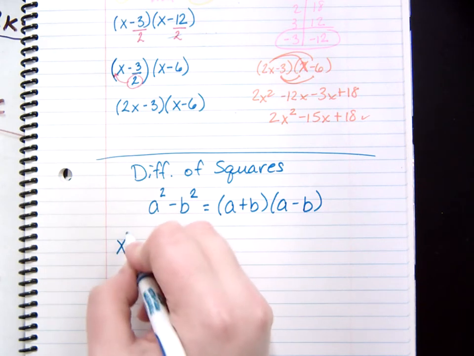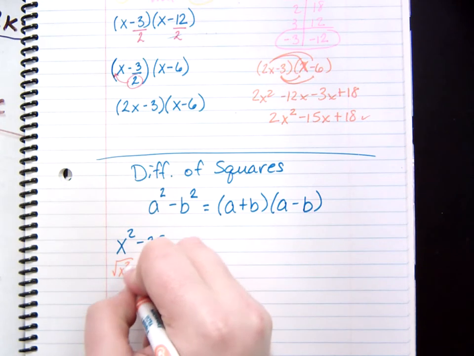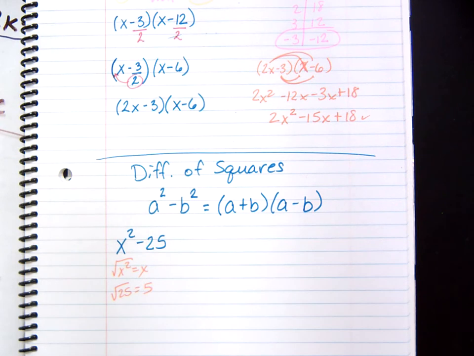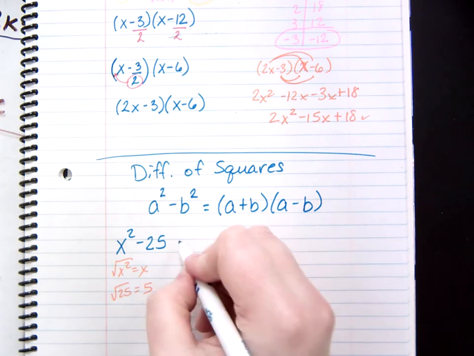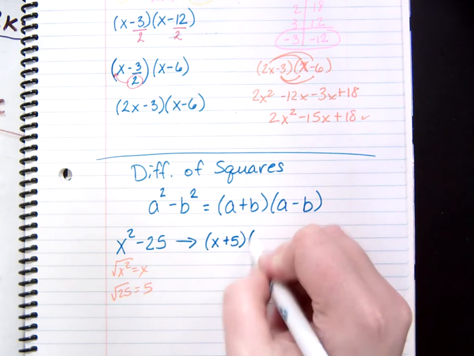So for example, I might have x squared minus 25. X squared and 25 are both perfect squares. The square root of x squared is x. The square root of 25 is 5. So I can write this as x plus 5 times x minus 5.